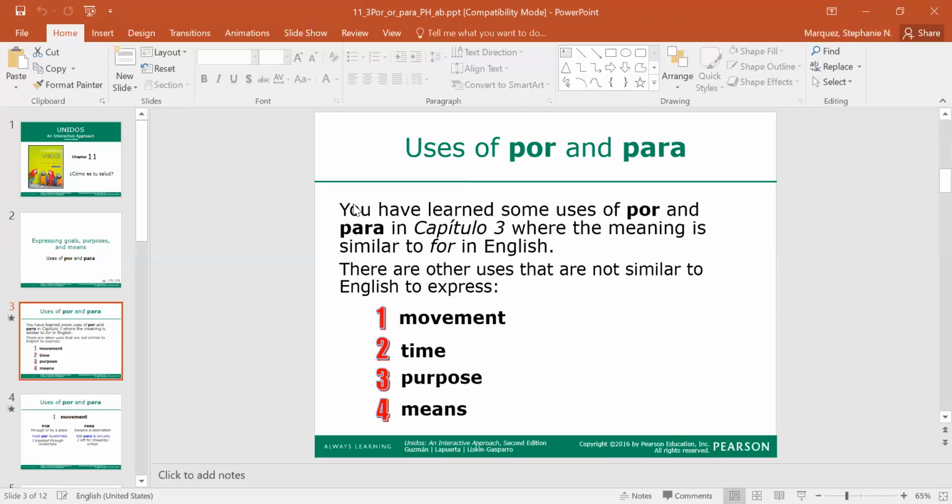So they say, hey, just generally speaking, por and para can be used for movement, time, purpose, means. You say means of what? You'll see that in just a little bit. Again, you have this resource available to you, and you have that last thing that I showed you available to you on your course's site.